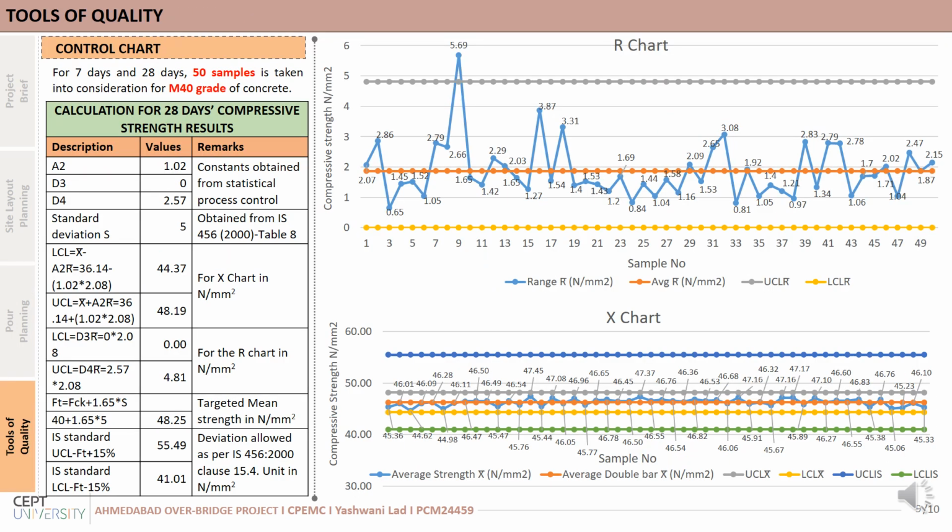For tools of quality, we prepared a control chart for M40 grade concrete to identify the compressive strength. We took the results of 50 samples, where the R chart shows that only one sample is above the upper limit and the rest are within the limit. Similarly, for the X chart, all the samples are within the limits.